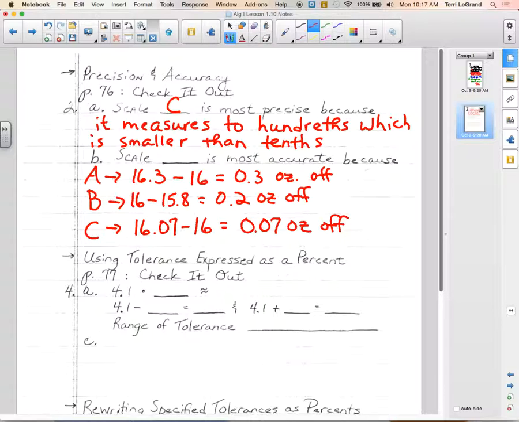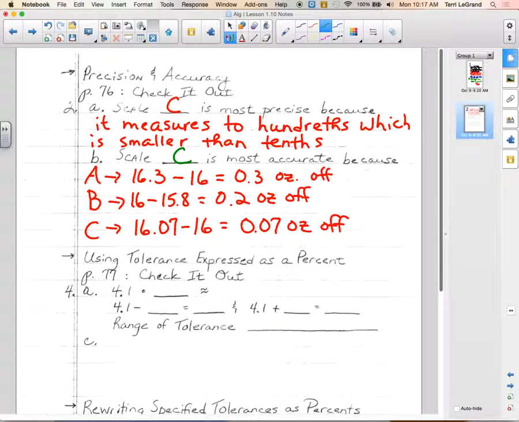So we can think of it like money. 0.3 is like 30 cents. 0.2 is 20 cents. This is 7 cents. Which one's closest to 16? Scale C, 7 cents. Scale C wins the accuracy one.